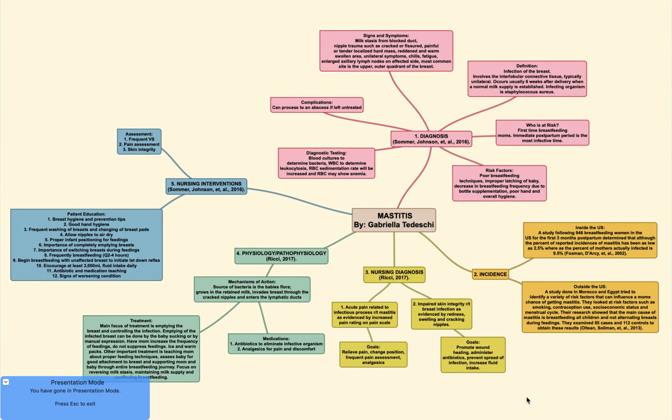Okay, so I'm going to be talking about mastitis for our week 2 Simple Minds assignment. So first I'm going to talk about the diagnosis. And for these, in the pink, I use the ATI book.